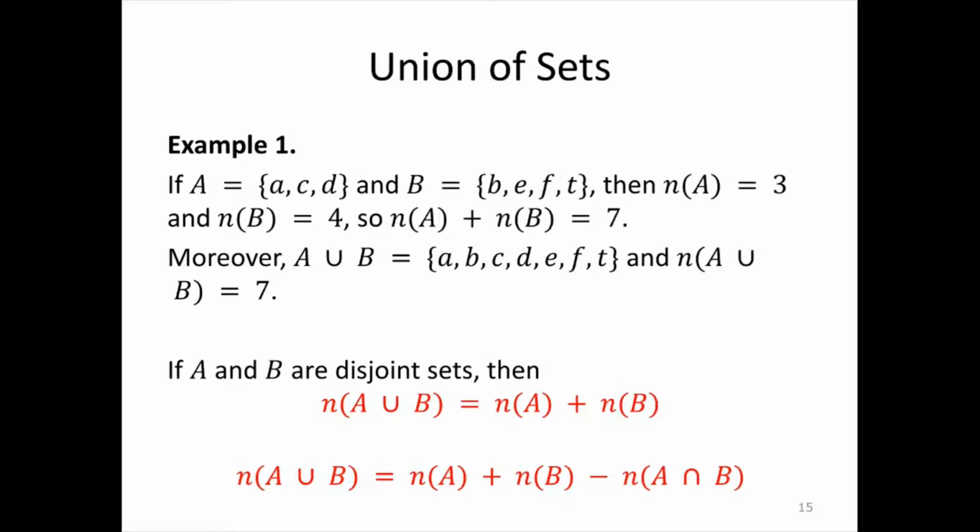But what if the two sets are not disjoint? What if they have a non-empty intersection? In general, we have this formula: the number of elements in the union of A and B is the number of elements in A plus the number of elements in B, minus the number of elements in the intersection. You can imagine that we cannot count the elements in the intersection twice, so we have to subtract one of them. That's why we have this formula.